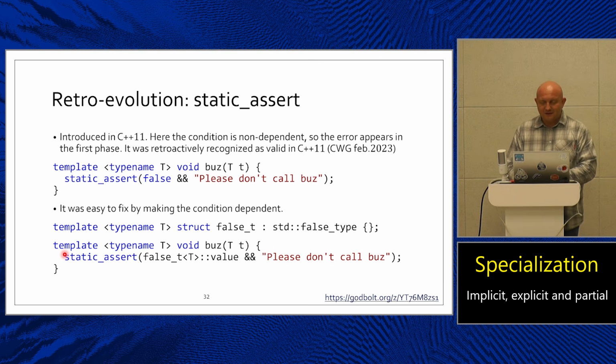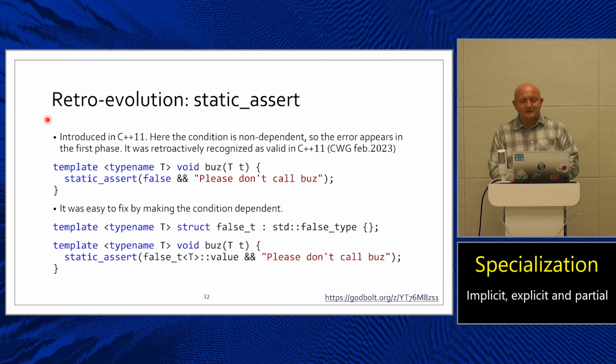And this is a classic example and one of my favorites. How many of you have ever put a static assert of false inside a template intending it as a guard, only to have the entire program fail to compile immediately? This happened because the condition is non-dependent. This is a non-dependent name, so it's checked in the first phase before any instantiation.